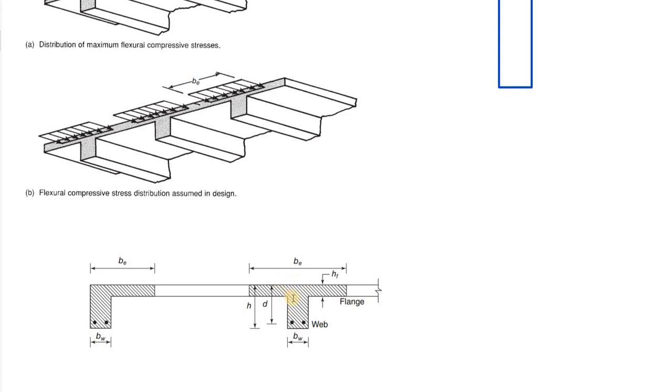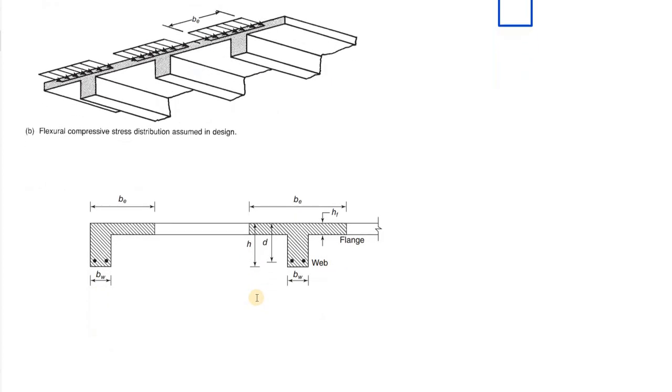This is of course the compression face. This is where the reference for H and D is, the compression face. HF will be the thickness of the flange, F for flange. So HF is in fact the thickness of the slab. Let me now show you the equations.